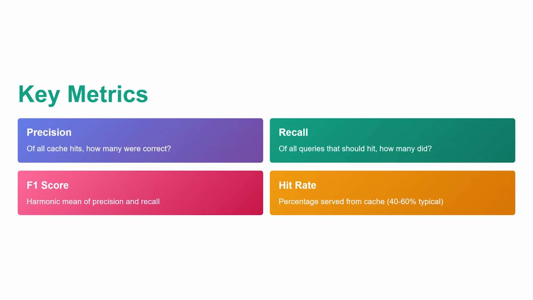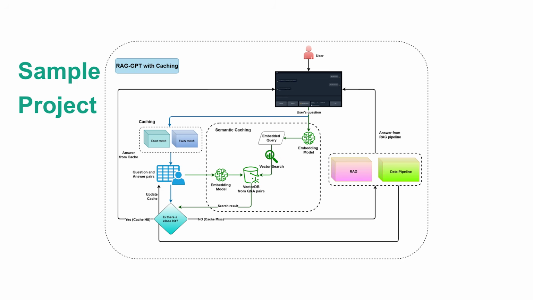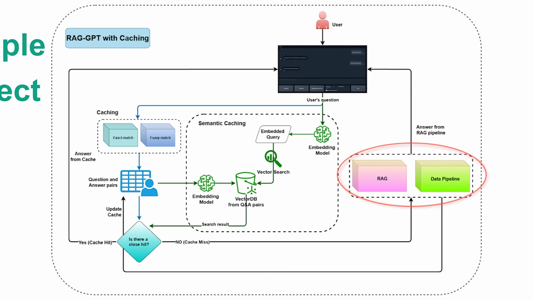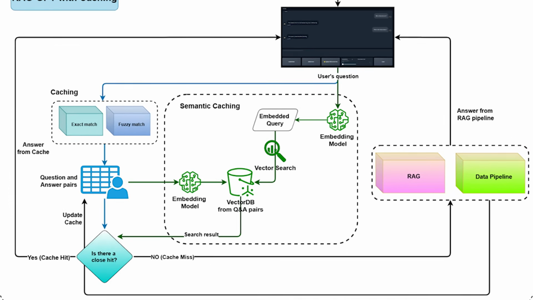Here's the thing though, these are all connected. When you adjust your threshold, you are trading precision for recall or vice versa. It's a constant balancing act. All right, now let's see how we can actually add this to our RAG-GPT system. I have simplified the diagram here by compressing the data pipeline and the RAG pipeline into those boxes on the right. The new component is on the left. So here's how it works.